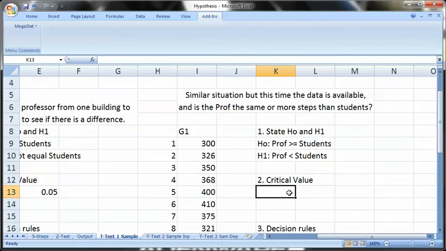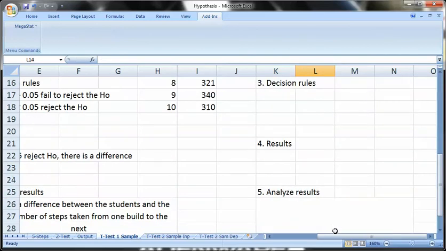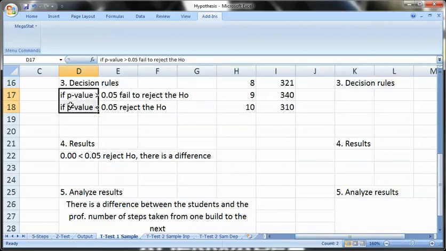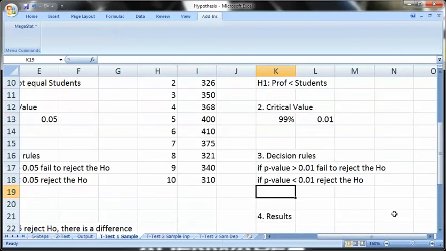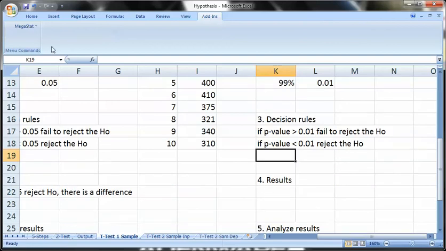All right, critical value, let's change it up. Let's put 99 percentile, 0.01. Similar decision rule over here, except we are going to be changing this to 0.01. Okay. So if greater than 0.01, we fail to reject. If less than 0.01, we reject the null hypothesis. And let's get our results.